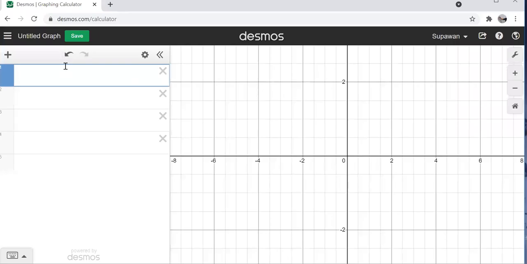So in this video, I'm going to show you how to plot parametric curves using Desmos.com. Go to the website, type in Desmos.com and put /calculator. It will show up as the screen that you see.